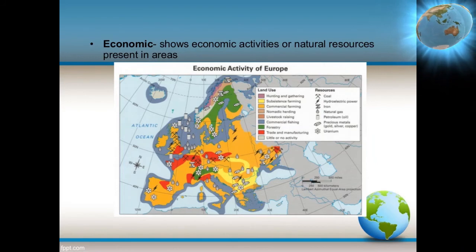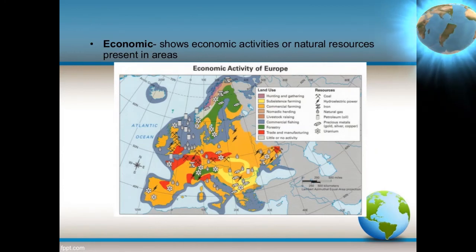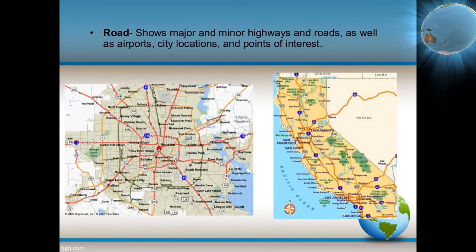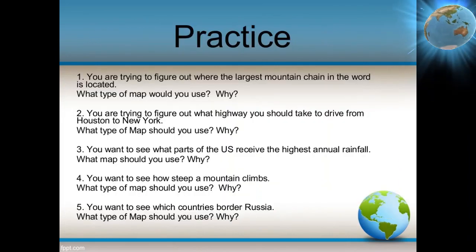Then economic maps. Economic maps usually show economic activities or natural resources that are present in areas. Like as you can see in this map, it is about the economic activity of Europe. They show the land usage and the resources that they get from those places. Then road maps show major and minor highways and roads, as well as airports, city locations, and points of interest. Basically, tourist locations and things like that.